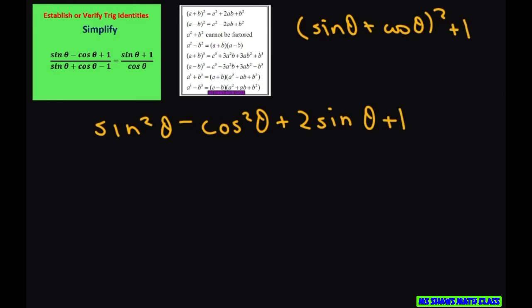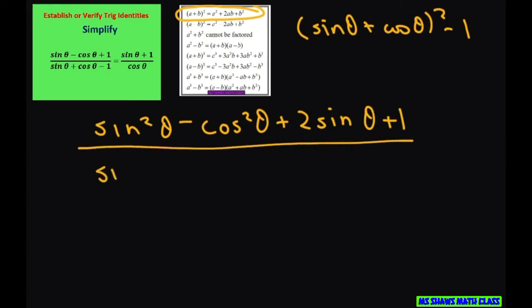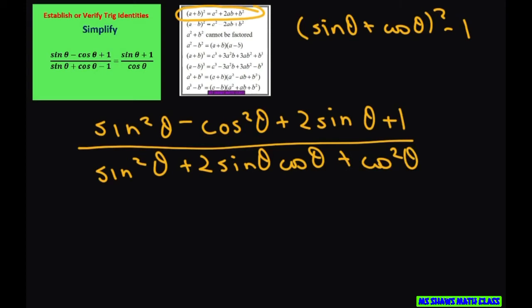And then we had the minus 1, sorry. We're using this perfect square trinomial. So we're going to do that. And that's going to give us sine squared theta plus 2 sine theta cosine theta, and then plus cosine squared theta. So that's this part. Then we had minus 1.